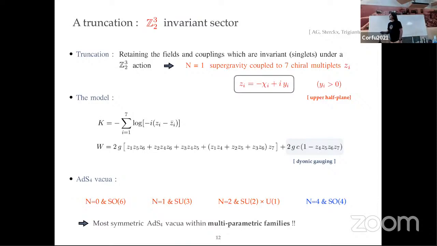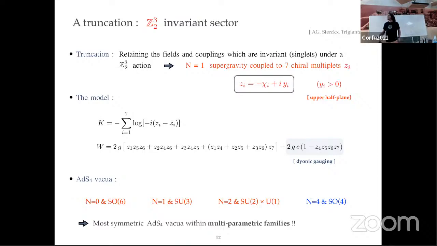So this goes under the name of truncation, and in particular, we decided to work with a specific subsector of the theory, the one invariant under the action of this discrete group, which is Z2 to the power cube, so three copies of Z2, with some specific action on the different ingredients of the theory. The nice thing is that after you mod out by the symmetry, you get a much simpler setup, a subset of the fields. This setup is just a very simple N=1 supergravity coupled to 7 chiral fields that I call z. You parameterize your complex fields with a real and an imaginary component. You go for what is called the upper half plane parametrization, so the imaginary part must be positive.